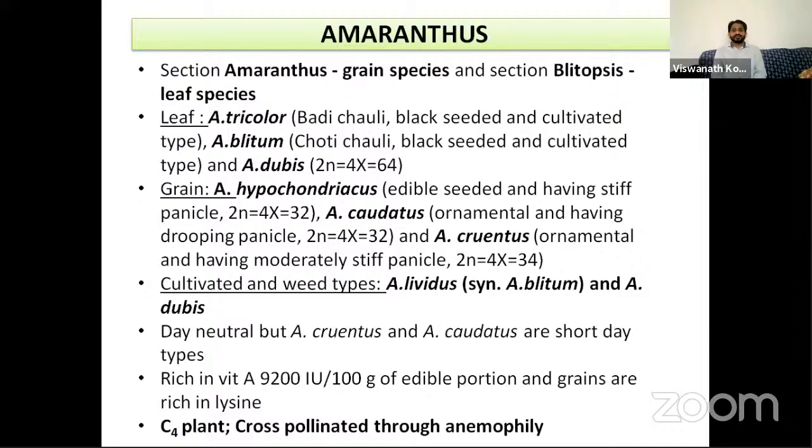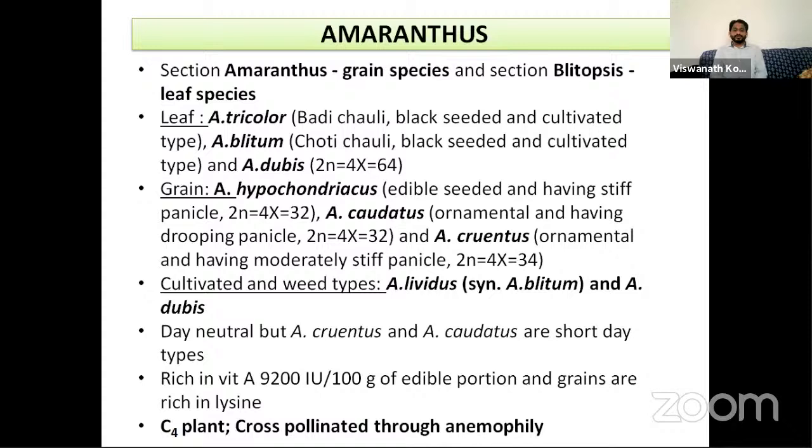When we talked about potato last time, we said one thing about this Amaranthus hypochondriacus. The Amaranthus albumin, a grain protein gene from Amaranthus hypochondriacus, was transferred by recombinant DNA technology to potato to increase the protein content in the potato tubers. Some ornamental types are also there. Amaranthus is rich in vitamin A. Amaranthus is a C4 plant.